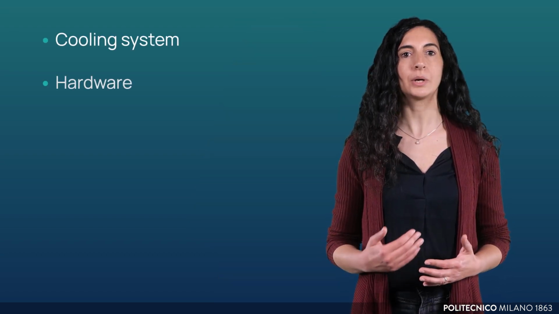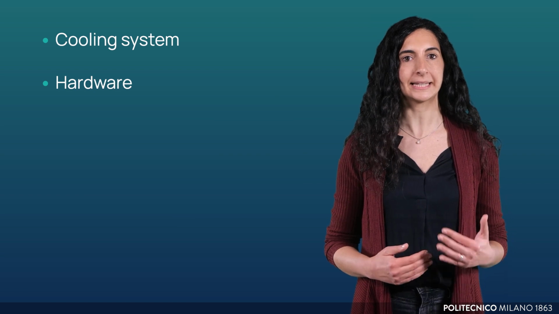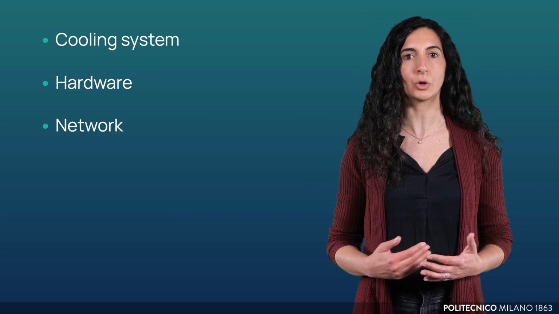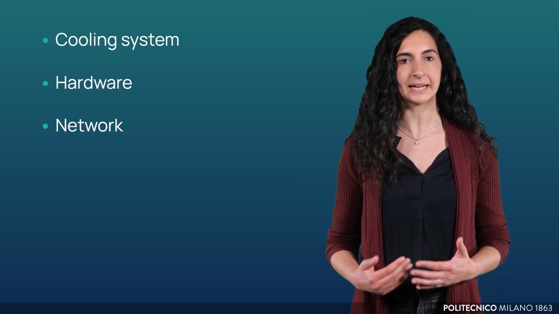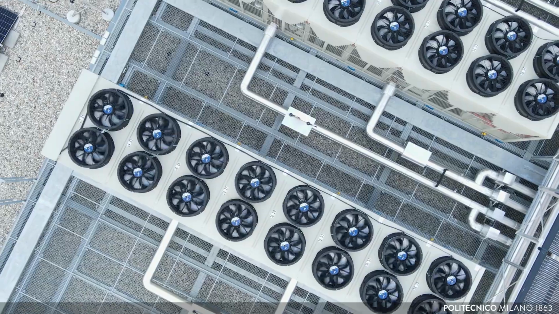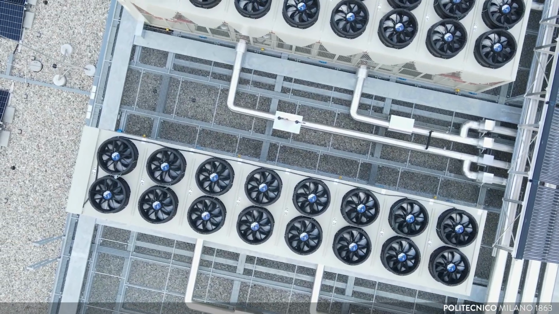We will analyze the possible interventions by distinguishing three main areas of action: the cooling system, the hardware, meaning the physical devices dedicated to processing and storage, and the network, that is, the data communication infrastructures inside and outside the data center. To ensure reliable operation, the servers and other equipment in a data center must function within a well-defined temperature range. However, during computational activity, they generate a significant amount of heat.